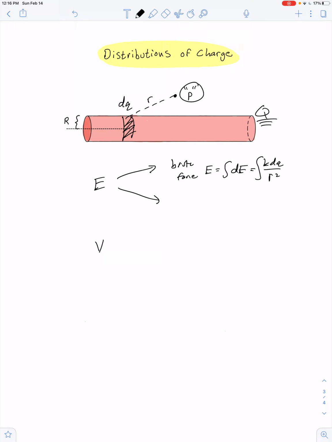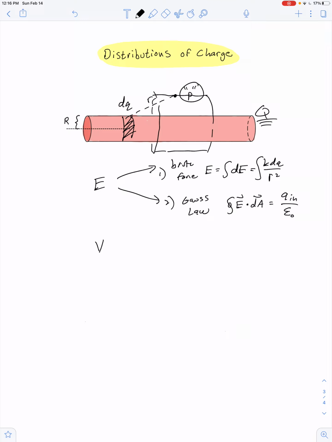The other method comes from Gauss's law. There's enough symmetry in this distribution of charge that we can make a cylindrical Gaussian surface. Gauss's law says the total electric flux through this Gaussian surface is equal to the amount of charge inside the Gaussian surface divided by the permittivity of free space.